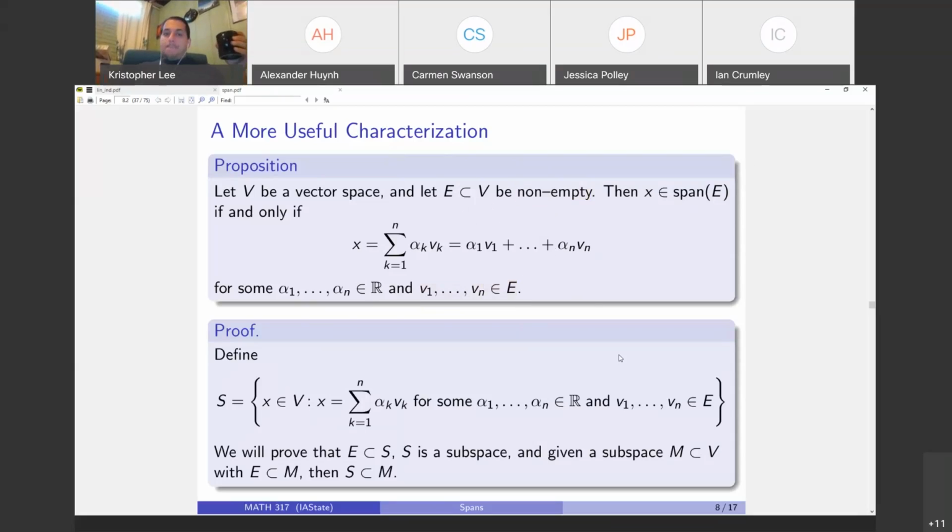Okay, so we planned the work. Let's work the plan. So we need to prove three things. E is contained in S, S is a subspace, and any subspace that contains E must contain S as well. As we noted, this will give me that the span of E is the set S, and thus the conclusion holds. So we get a much more useful characterization of span. It's the collection of all linear combinations of things out of E.